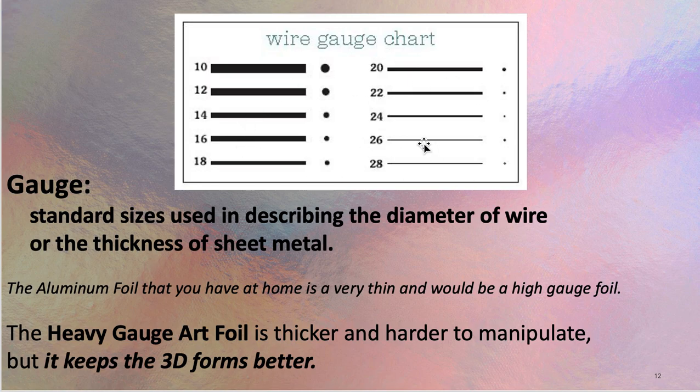This little chart shows you how gauges are. It's a standardized size to describe the diameter of wire or thickness of sheet metal. The aluminum foil that you have at home is very thin and would have a very high gauge. So you see the number for thin is very high. The heavy gauge art foil is thicker and harder to manipulate, but because it's thicker, it keeps its form better. Think of a piece of metal that's been flattened 10 times, and then you flatten it 12, then 14, then 16, and 18. Every time you flatten it a little more, it gets thinner. That's why the higher number is thinner.